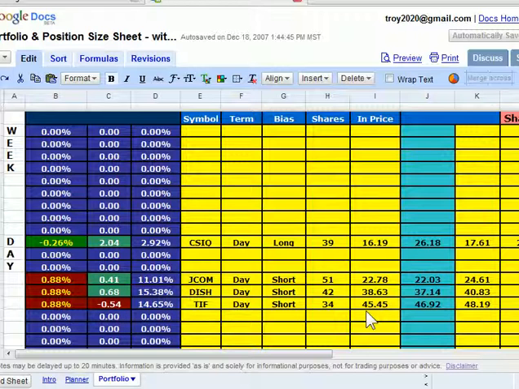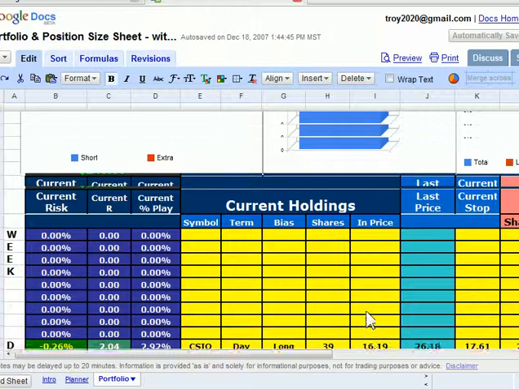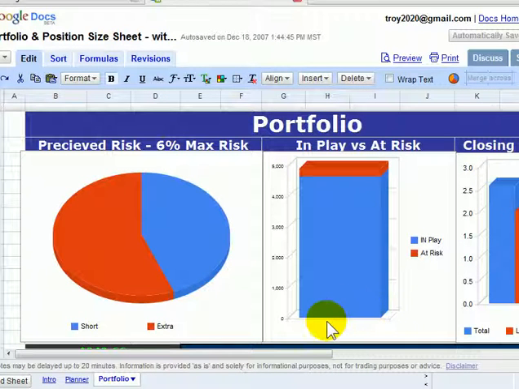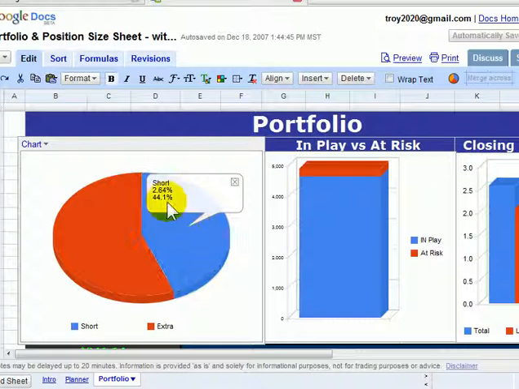Once all this information is placed in, at the top of the sheet here, as you can see, we've got a lot of charts to help us understand things. The first is, what is our perceived risk of our overall portfolio? This entire pie represents 6% of my account. The blue section shows us what our perceived risk is. Now remember, this entire pie only represents 6% of our account. So if I click on the blue chart here, it'll show you that I have 44% of the 6% I'm allowed at risk currently short the market.